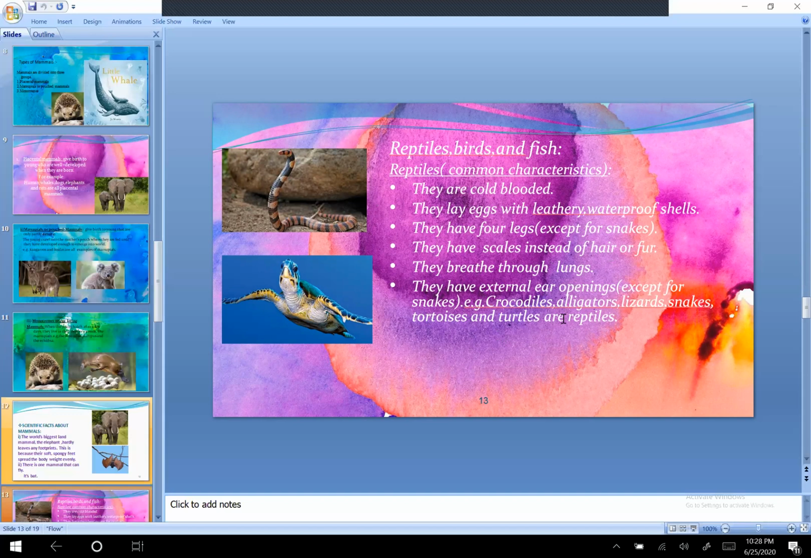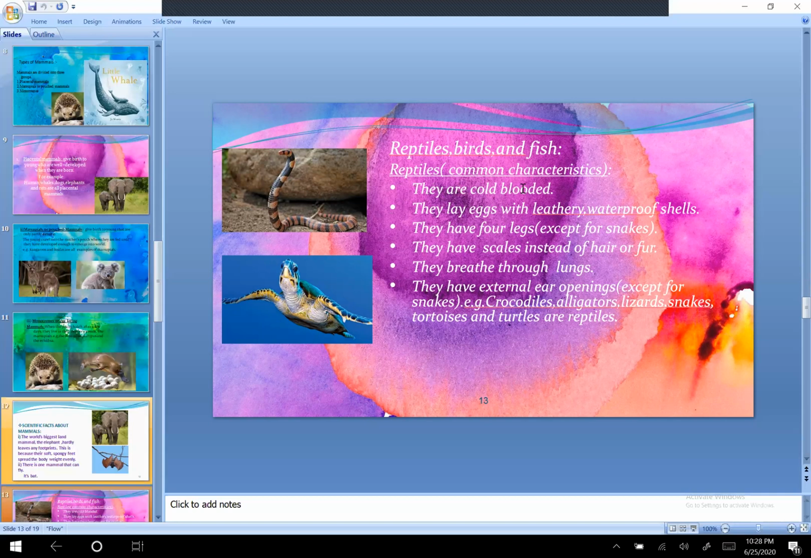Children, there are so many examples of reptiles in our surroundings. Children, what is meant by cold-blooded? As in the first point, there is cold-blooded. Cold-blooded animals are those animals which cannot regulate their body temperature with the surrounding.